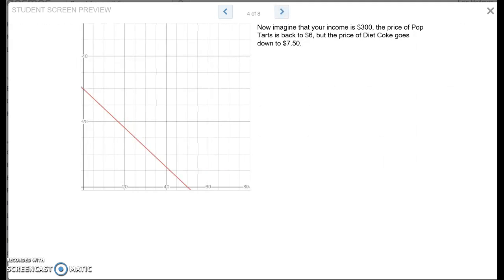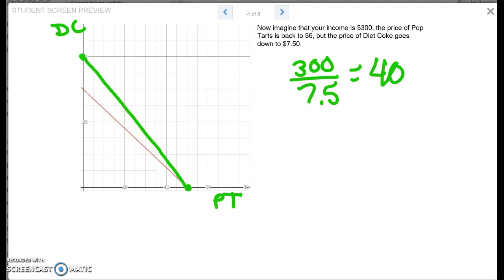Okay, so why don't you give this one a shot? I'm going to pause it and draw in the answer. All right, so in this example, the price of Pop-Tarts stayed the same, so my intercept on the Pop-Tart axis is the same. It's still at 50. 300 divided by $6 is still 50 cases.